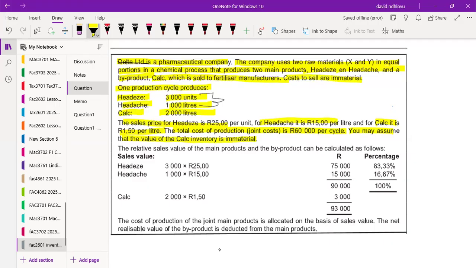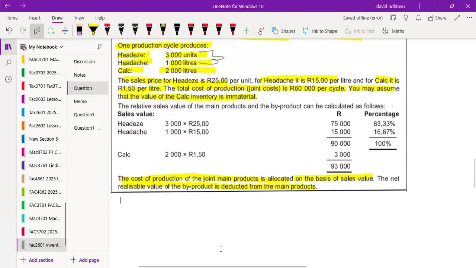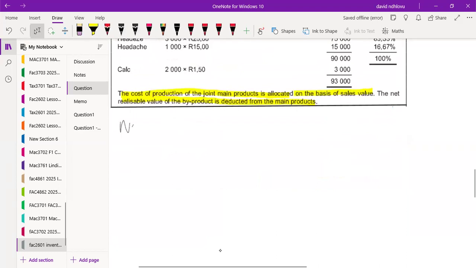So we want to calculate. So the cost of production of the joint and main products is allocated on the basis of sales value. The net realizable value of the byproduct is deducted from the main product, which is what I was explaining. So what you do with this, you want to split this cost, which is the joint cost, but it has to be allocated to these two. But before you allocate this cost, you must calculate the net realizable value of the byproduct, and you use it to reduce that particular figure. So let's start by looking at the calculation. We say net realizable value of the byproduct.